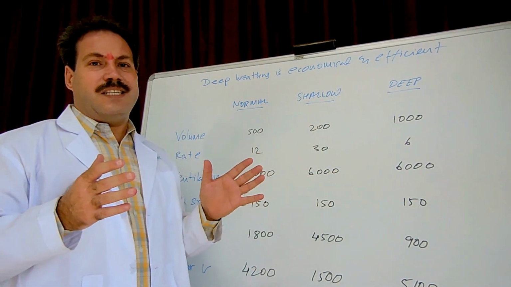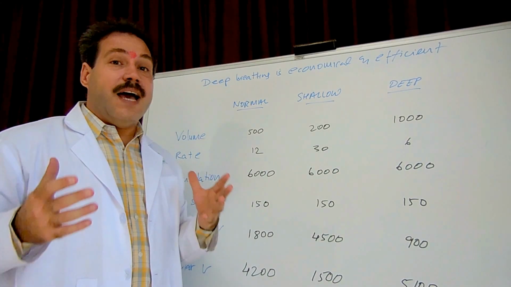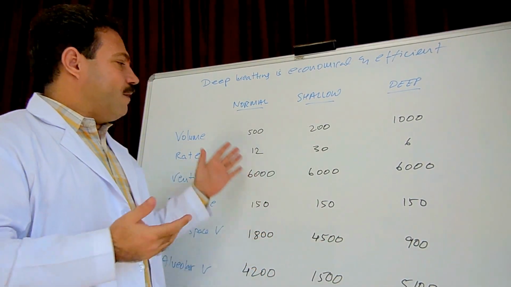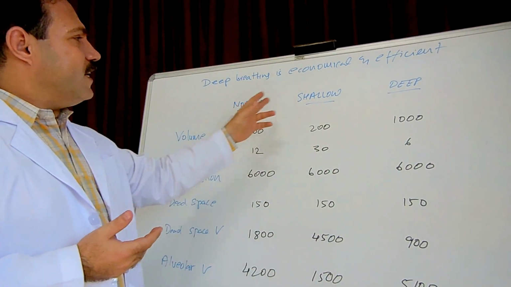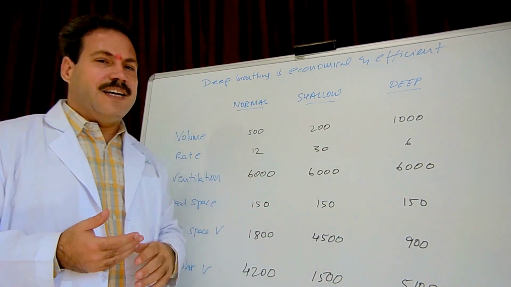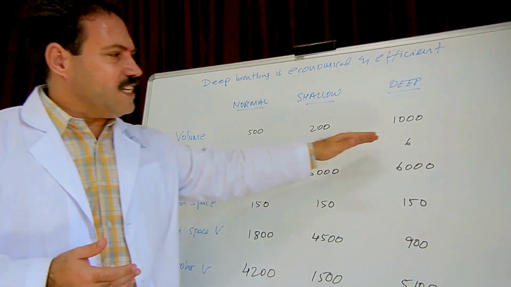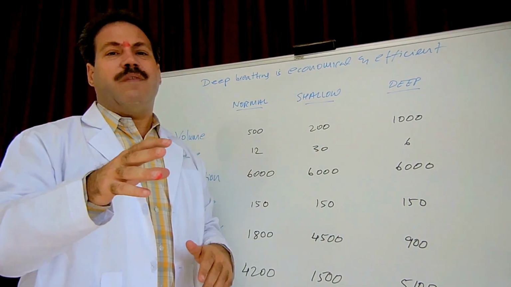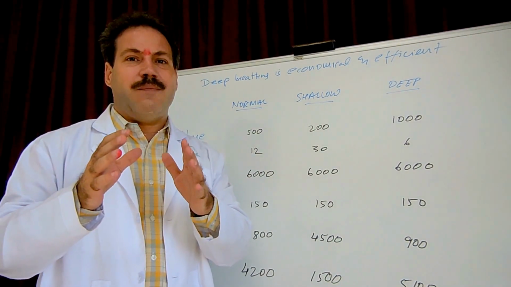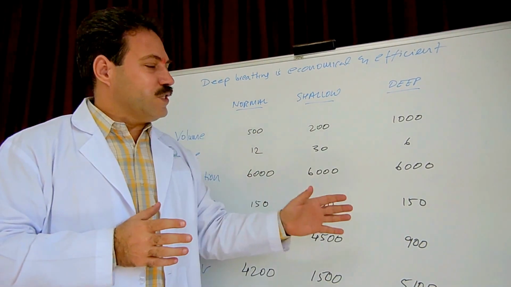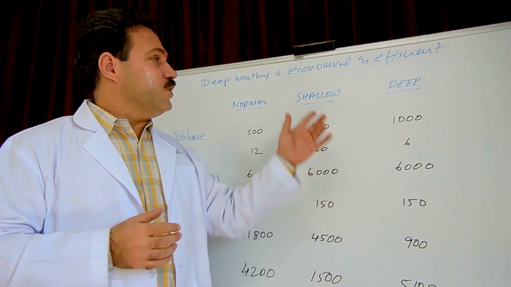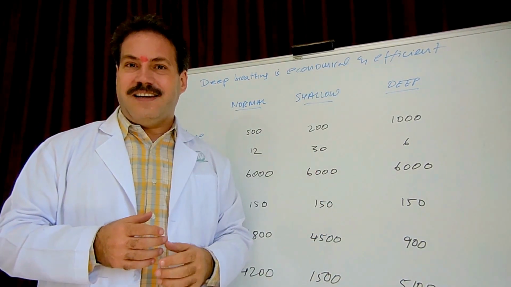Energy, efficiency, economy of effort, giving you the maximum benefit. After seeing this chart, comparing normal, shallow and deep breathing, and realizing that with just 6 breaths, you can get to your alveoli the maximum ventilation, I hope you start making a conscious decision to start practicing pranayama more and more. It is both economical and efficient.